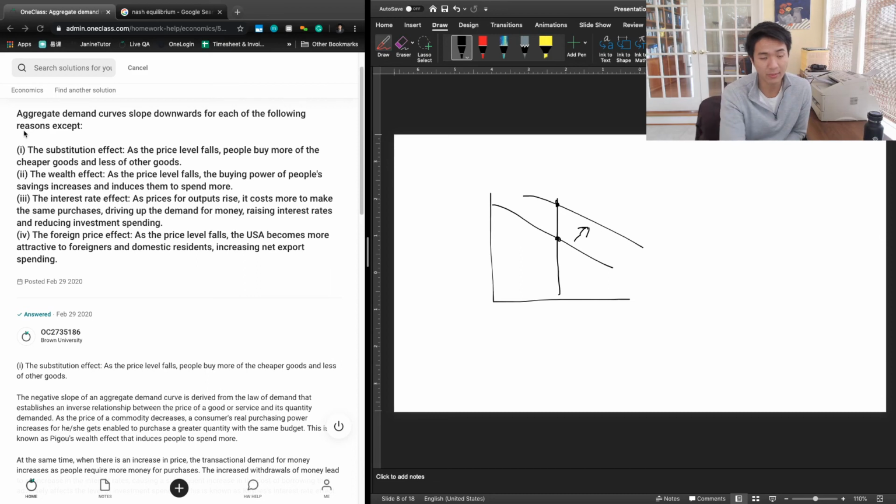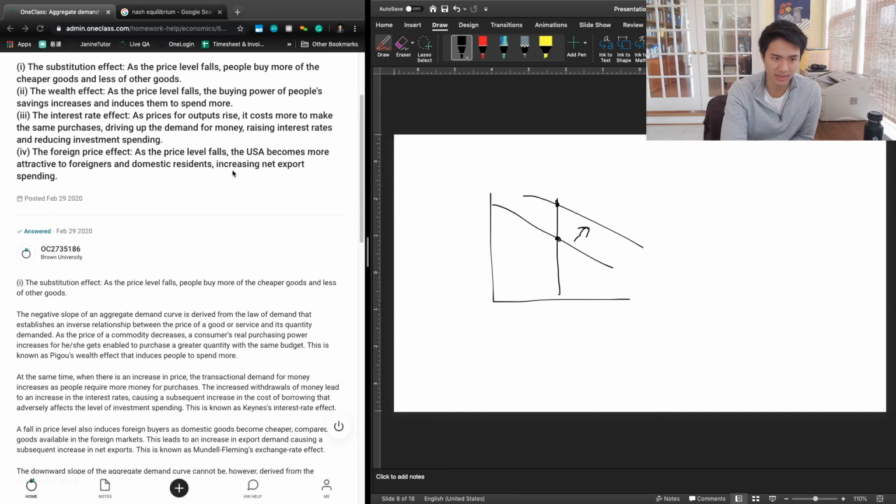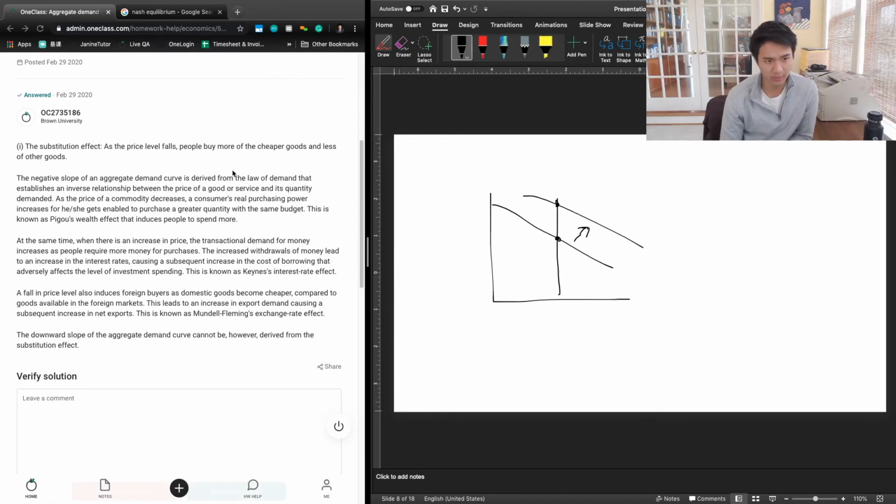Aggregate demand curve slopes downwards for each of the following reasons, except for the substitution effect, which states that as the price level falls, people buy more cheap goods and less of the other goods. So let's take a look at the previous tutor's answer. They also pick the substitution effect. As the price level falls, people buy more of the cheaper goods and less of the other goods.